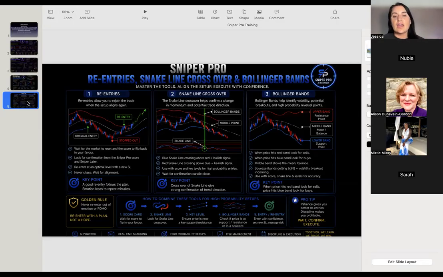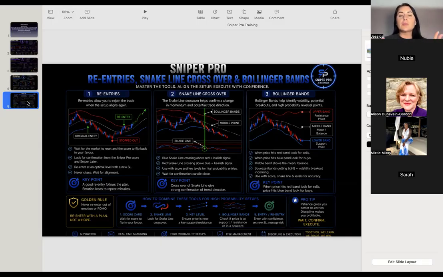Also, the snake line. Okay, the snake line is a line on the bottom of the scanner that is incorporated with the sniper later. And what we said was when that snake line crosses over the sniper later with the same color, it actually tells me we're very much in either buy or sell territory. Okay, it's another strong indication.